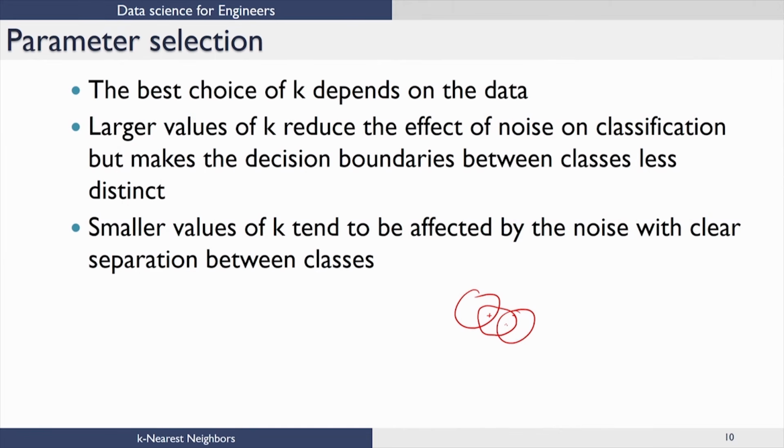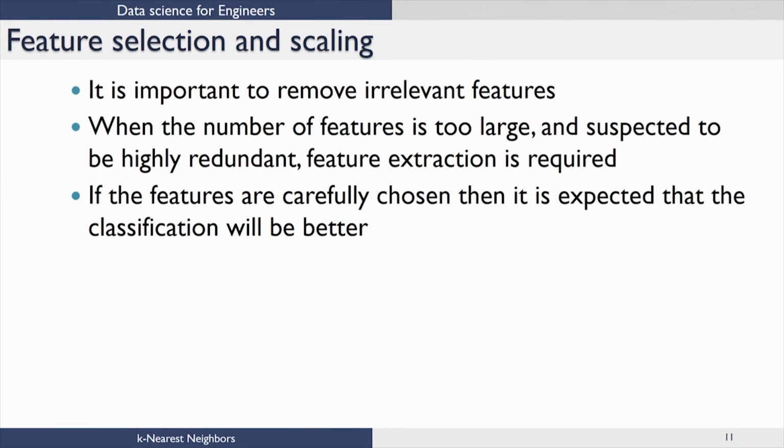On the flip side, if you use smaller values of k, then your algorithm is likely to be affected by noise and outliers. However, your decision boundaries, as a rule of thumb, are likely to become crisper. So, these are some things to keep in mind, and as I mentioned before, it is important to remove irrelevant features, and scaling is also an important idea. If you choose your features carefully, then you would get better classification with kNN.